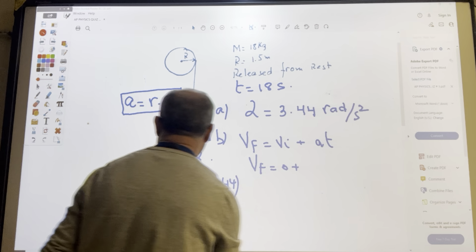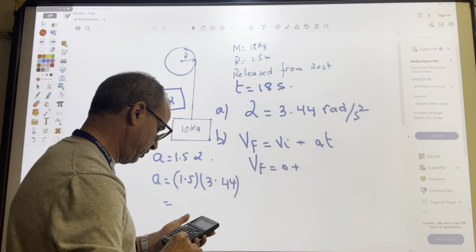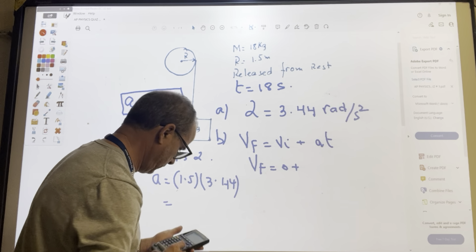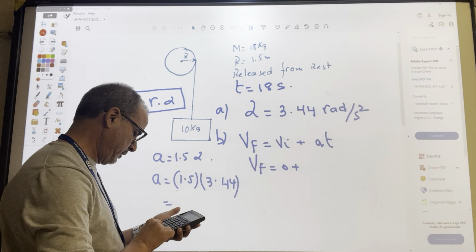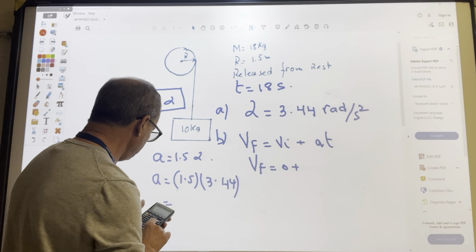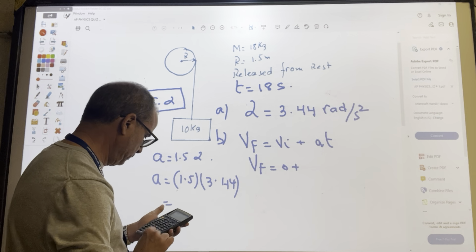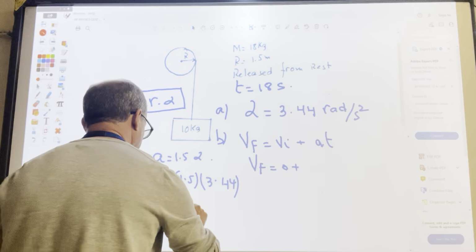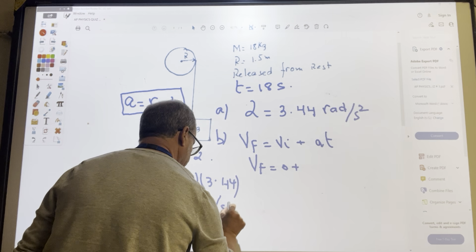All right, so VF equals 0 plus 18. Now A, let's calculate that. 3.44 times 1.5. So it's 3.44 times 1.5. 5.16. So I get 5.16 for A. And this is meter per second squared.